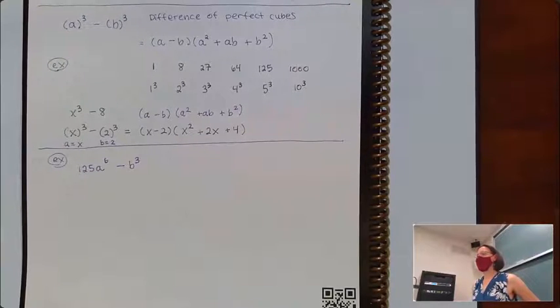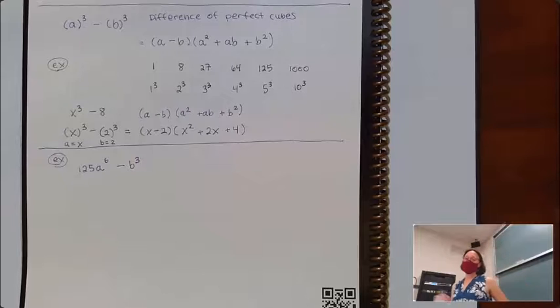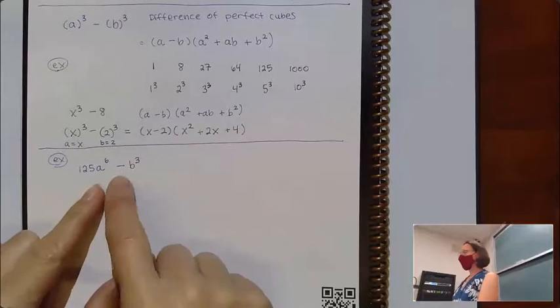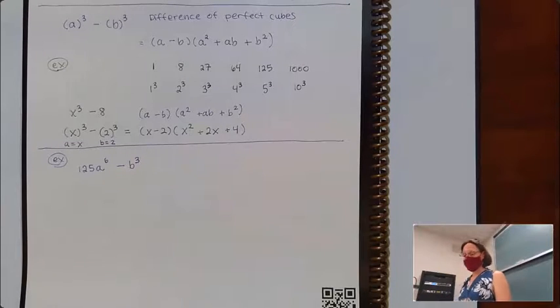Is there anything I can factor out of both terms? But unfortunately there isn't, because I've got a's over here, I've got a b over here. There is no greatest common factor that I can pull out. But I only have 2 terms. I've got subtraction going on. Something is cubed. I'm hoping that I can write this as the difference of perfect cubes.